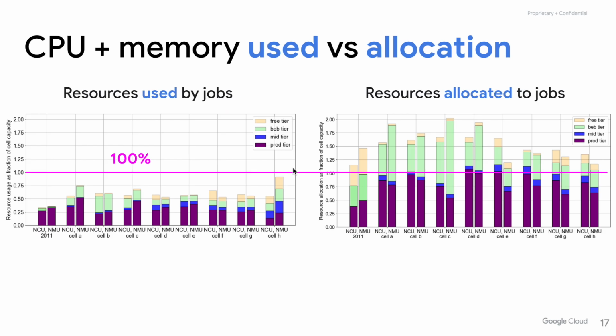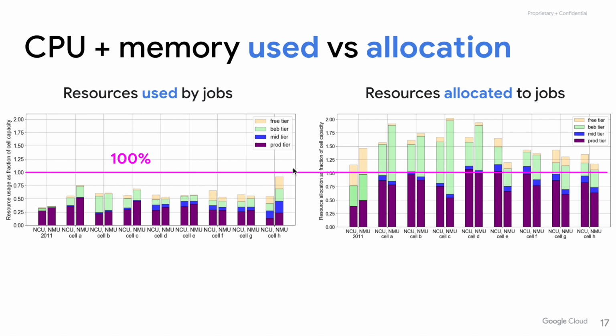We've spent a lot of time analyzing cell utilization. Here is the big takeaway message from all of that analysis. I've shown you both of these plots earlier. The plot on the left is the resources used by jobs, both for the 8 cells in 2019 and the 1 cell in 2011, which is all the way to the left. Similarly, the plot on the right shows the resources allocated to jobs for individual cells.